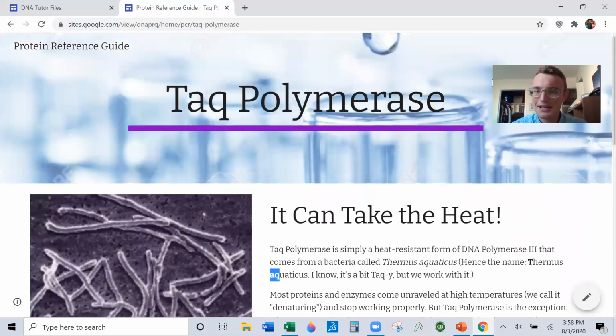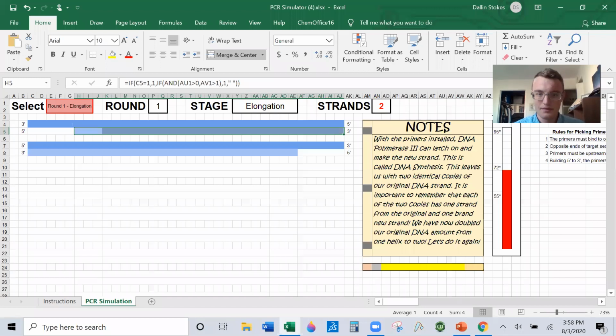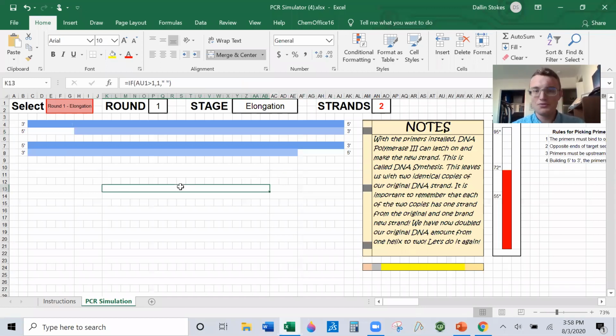So yeah, there's that. Now let's go back to my simulator here. Okay, so we started out with one double-stranded piece of DNA, and now we've got two. Woohoo! We doubled the amount of DNA, but we're trying to make thousands of copies. On a DNA level, 2 copies isn't much better than 1. But we just finished the DNA replication process.